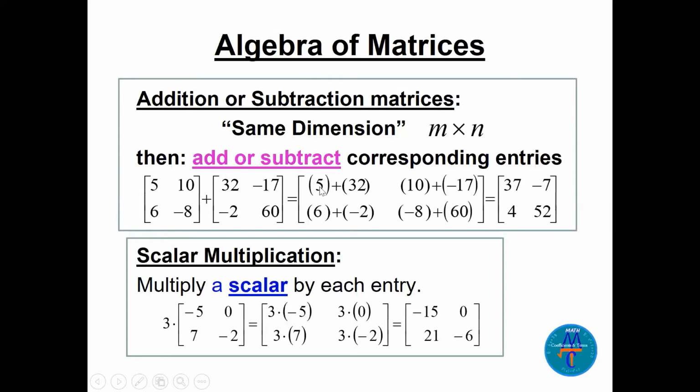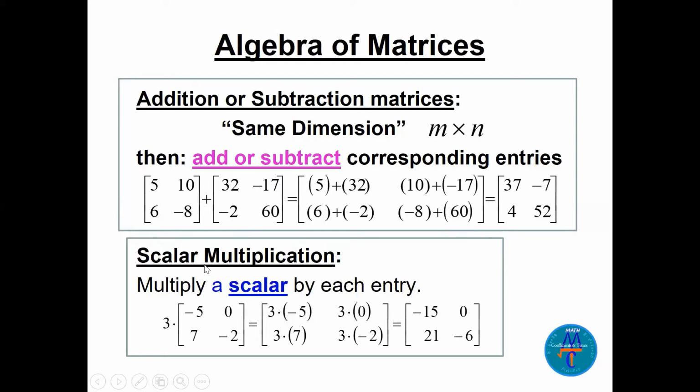5 and 32, you can add them: 37, easy. 10 and minus 17, you can add them: minus 7, etc. But remember, be careful, please. You cannot multiply matrices the same way. You cannot multiply the same way. Okay, so we have to multiply row by column. I will show you many examples.